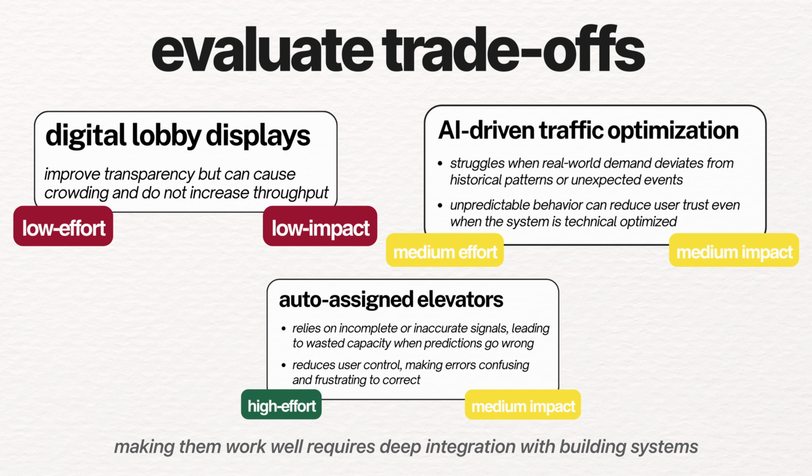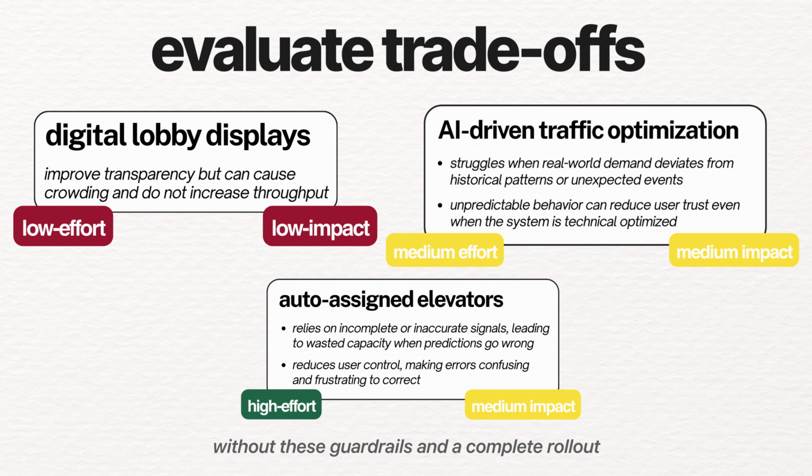Making them work well requires deep integration with building systems, highly accurate data, and thoughtful design around privacy and user trust. The system also needs to clearly show users which elevator is assigned to them and easily allow overrides when predictions go wrong. Without these guardrails and a complete rollout, the experience can quickly feel confusing or unreliable, which limits the impact despite the significant effort required.